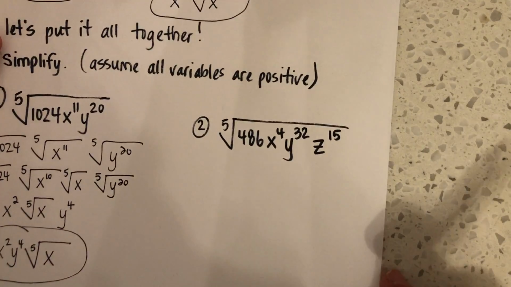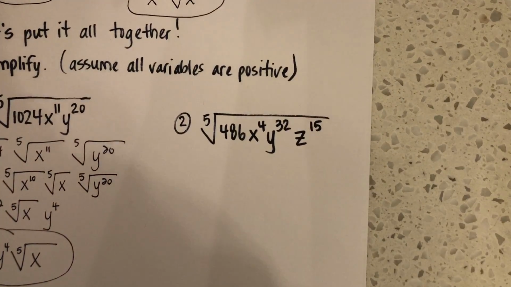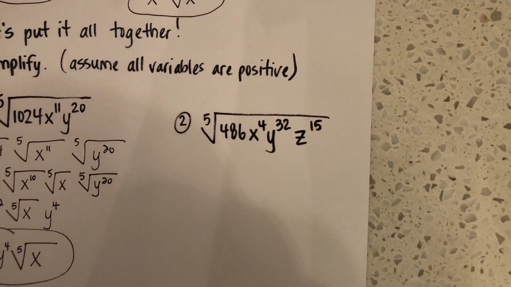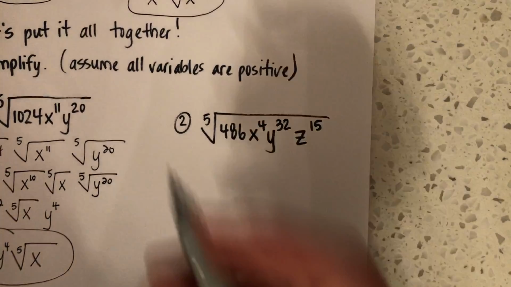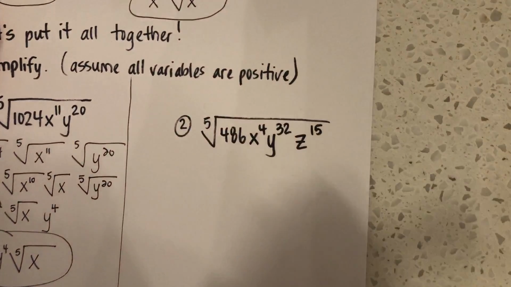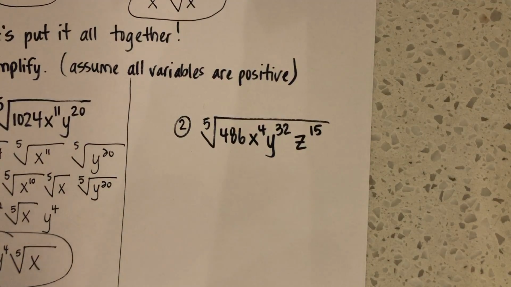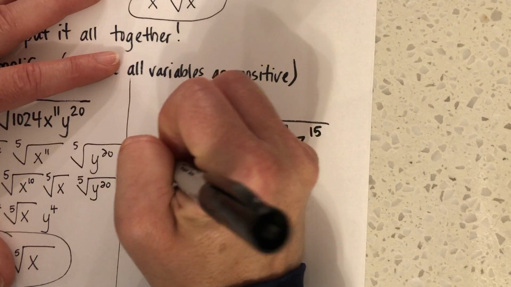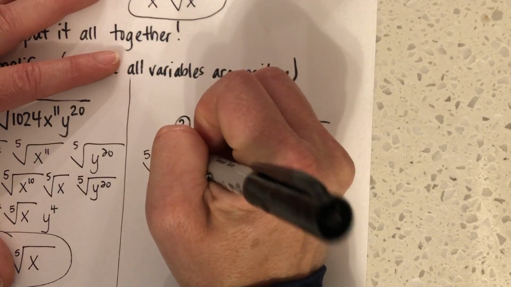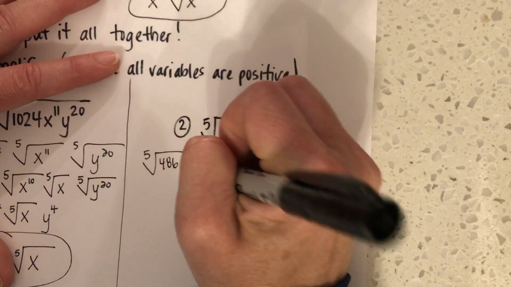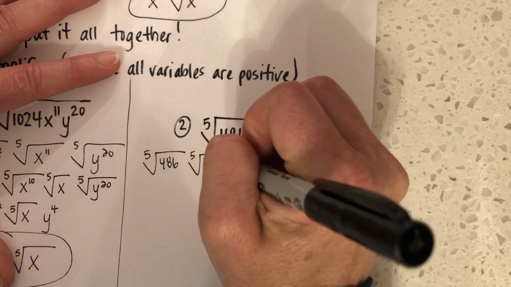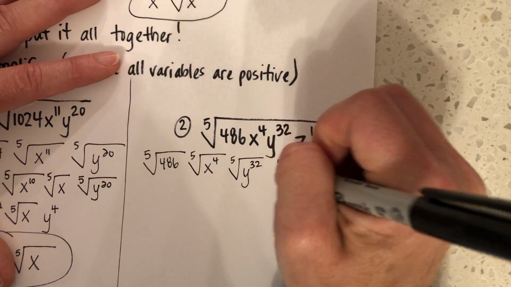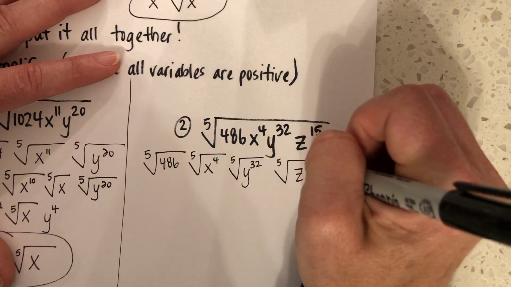All right, what if we had the 5th root of 486 times x to the 4th times y to the 32 times z to the 15th, right? Well, the first thing I like to do is split everything and give it its own 5th root radical. So I'm going to rewrite this as the 5th root of 486 times the 5th root of x to the 4th times the 5th root of y to the 32 times the 5th root of z to the 15th.